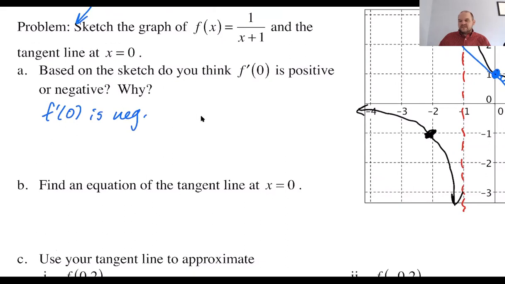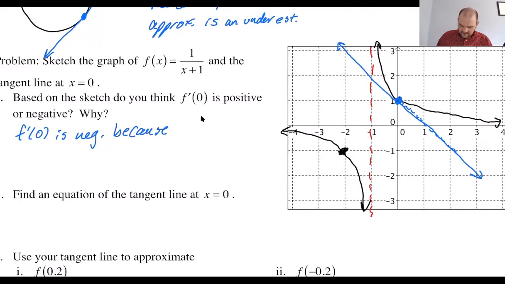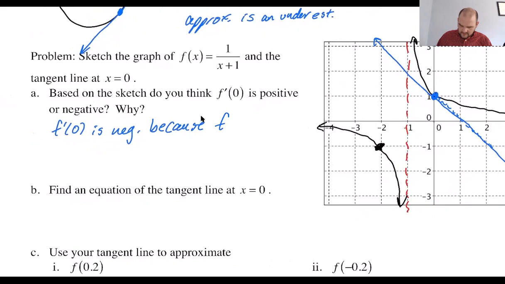And I can see that the tangent line has a negative slope, but a better reason for that would be to say, because f of x is decreasing at x equals 0. So if a function is decreasing at a point, its tangent line will have a negative slope. If a function is increasing at a point, its tangent line will have a positive slope. So being able to tell if the slope is positive or negative also tells you if a function is increasing or decreasing. Huge connection. We're going to talk about that a ton.